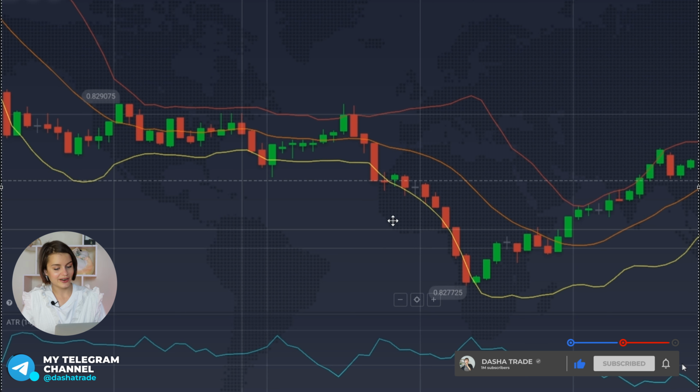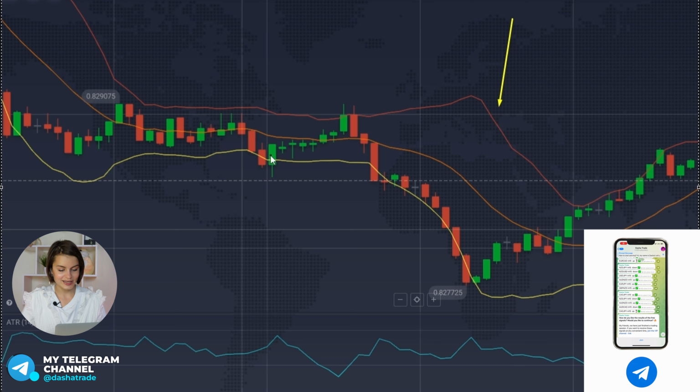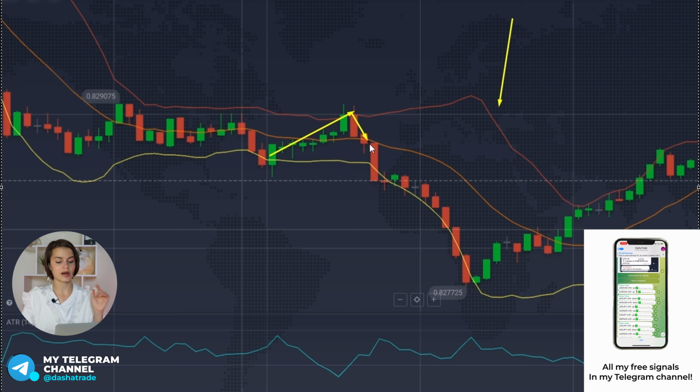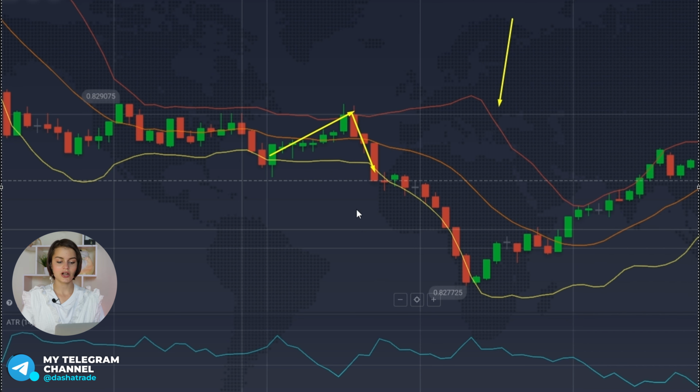So, the first indicator that I use is Bollinger Bands. This indicator shows us a certain range within which the price is moving. And our task is to wait for the moment when the price comes to either upper or lower border of the range. To determine whether there will be a rollback or breakthrough, we use the ATR. It will help us with that.